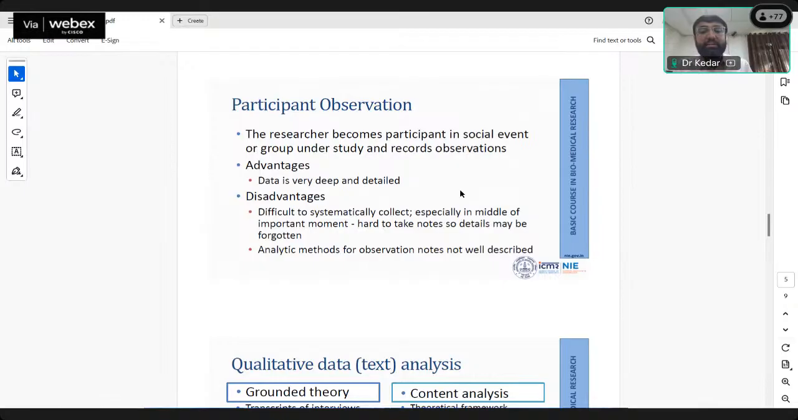Right? So in this method, you cannot have a note keeper, where note keeper was there in FGD as well as note keeper was there in in-depth interview. In participant observation, you don't have the note keeper. You yourself become a participant.